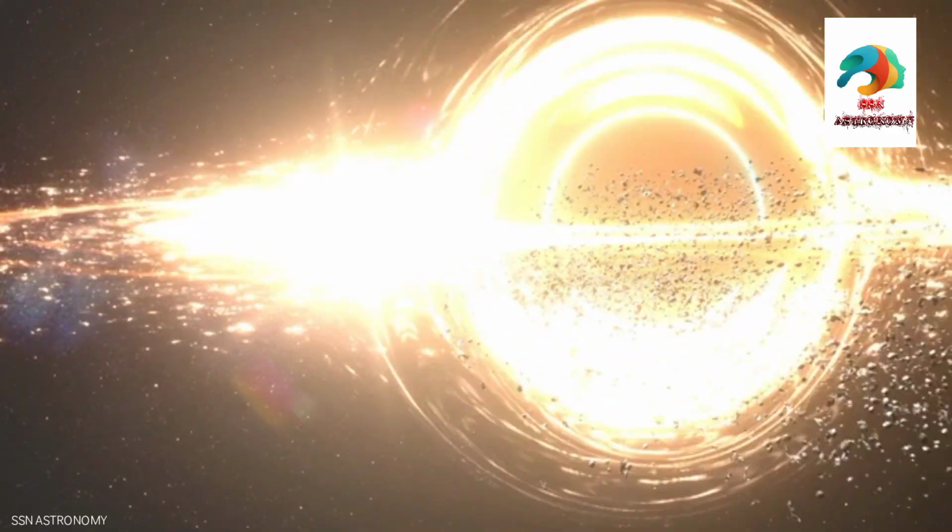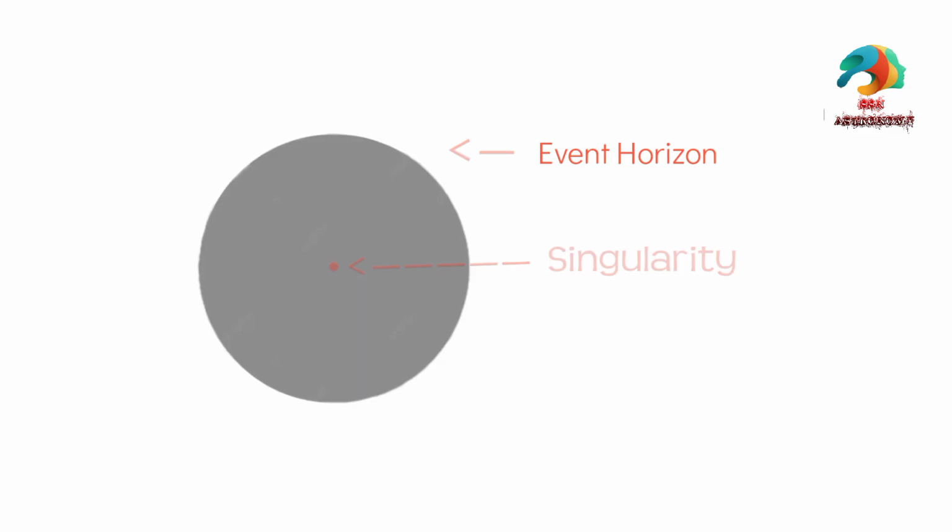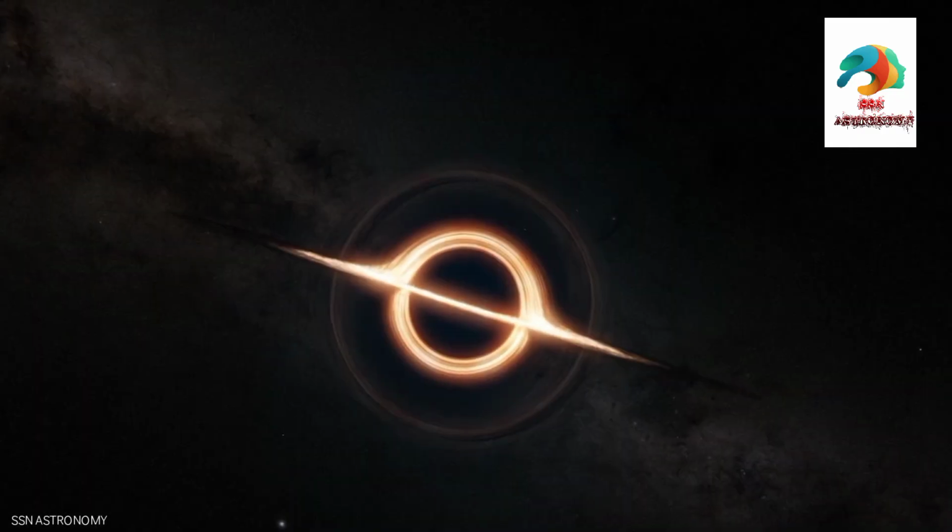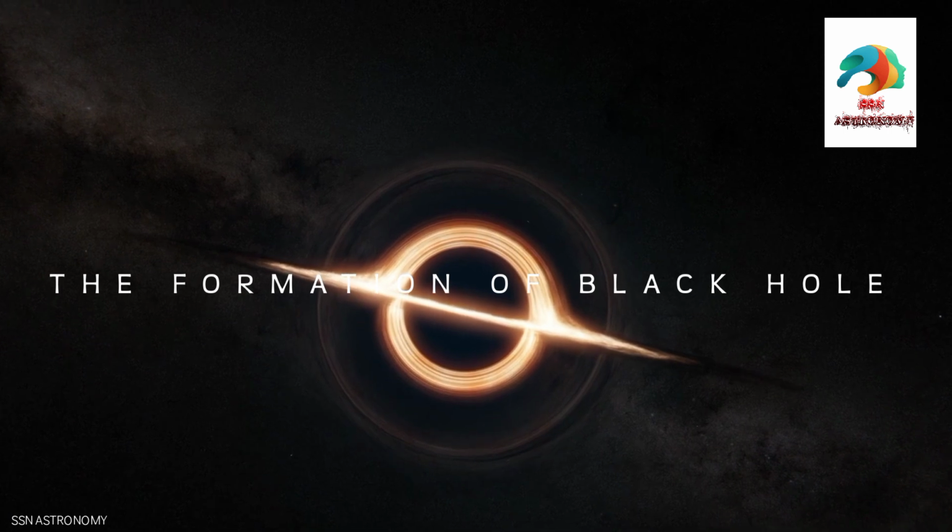So what you are seeing on your screen right now can be understood as the diagram of a black hole. The red dot that you can see in this diagram, which is present in the center, we call it the singularity. It is a most massive and dense point. And this part is what we call the event horizon. So this was all about the formation of black holes.